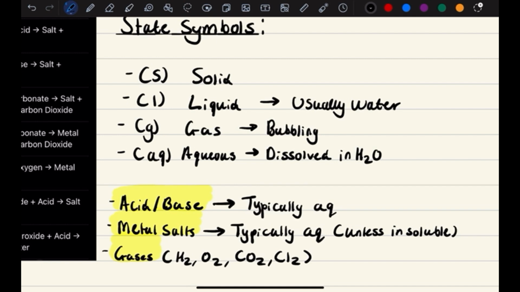And then your gases, hydrogen, oxygen, carbon dioxide, chlorine gas, they're all just gases, isn't it? So the reason why I'm stressing this so much is because a lot of the time, the question will say include state symbols and people just forget to do it. And you just drop the mark for no reason. You know what I mean? So be very intentional with state symbols. Know what state specific molecules tend to be in, and it will help you out a lot.